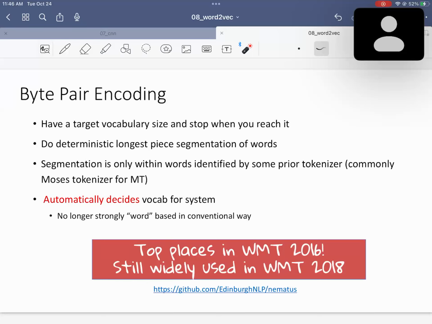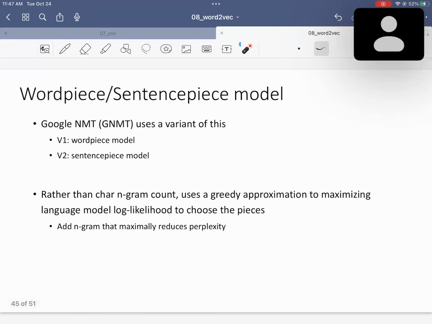So slowly this domain knowledge, like linguistic knowledge, is no longer needed, because even for deciding the vocab, you just run an algorithm without knowing anything about the target language. You don't need to be fluent in Korean to construct a byte pair encoding Korean vocab. You just run an algorithm and that's it, right?